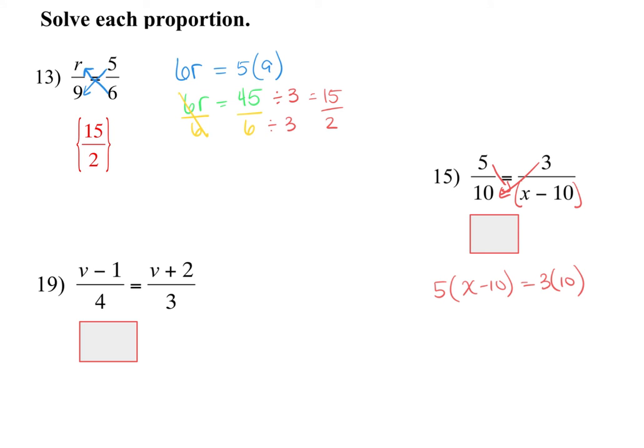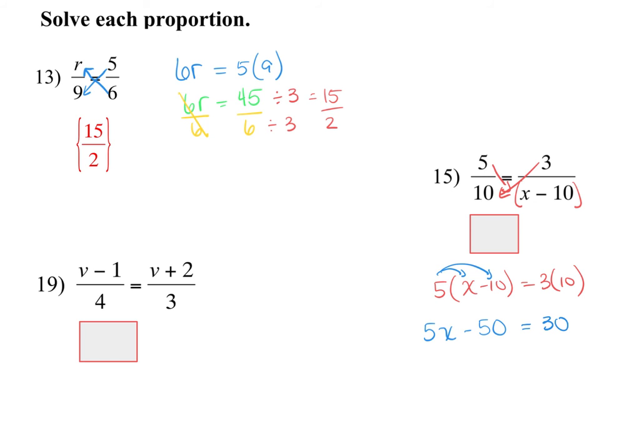When you have a group, we just did distribution the other way, pulling it out. We're going to do distribution this way, putting it in. 5 times x is 5x. 5 times negative 10 is negative 50. On the other side, you just have 3 times 10.